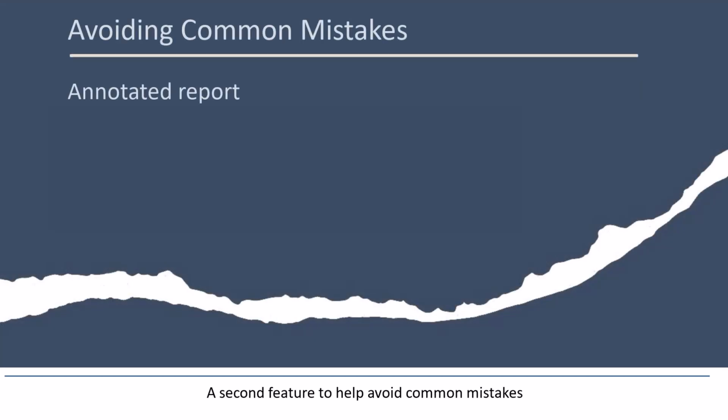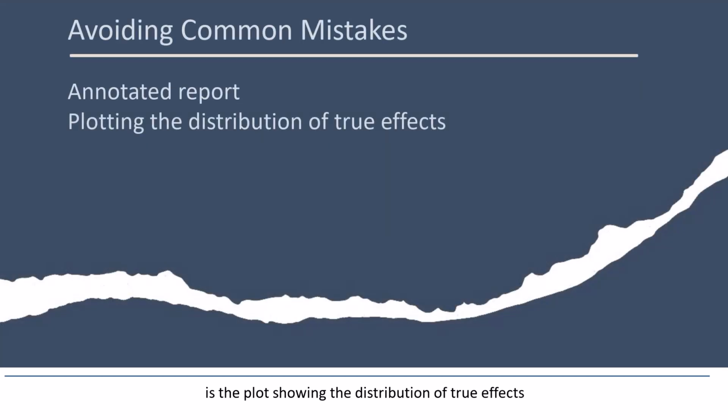A second feature to help avoid common mistakes is the plot showing the distribution of true effects. A common mistake in meta-analysis is that papers focus on the mean effect size and fail to properly take account of how much the effect size varies. We really should be looking not only at the mean effect size, but also at the entire distribution of true effects. The plot is incredibly useful for clarifying and communicating the clinical implications of the results. It shows whether the effect size is consistent across studies or if it varies substantially.